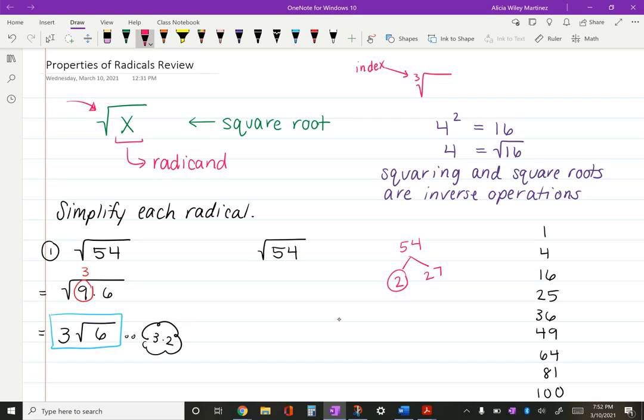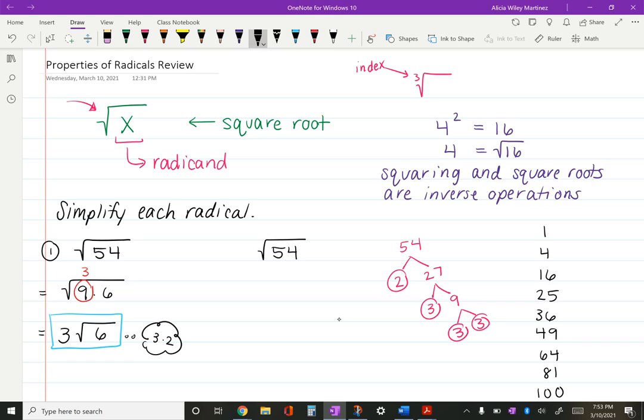2 is prime. I like to circle my prime numbers. Tells me to stop. And then 27 breaks down to 3 times 9, 3 is a prime number. Now maybe you stop here because you recognize a perfect square number, or maybe not, and you just keep breaking it down to prime numbers.